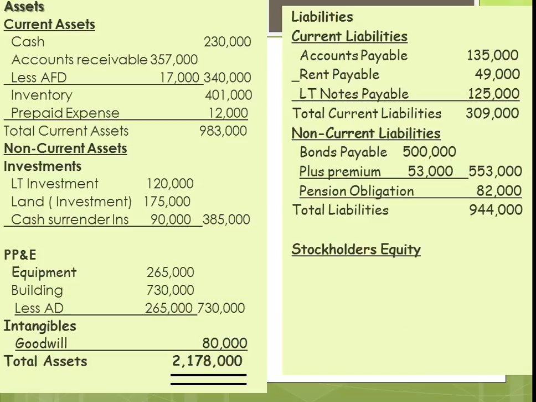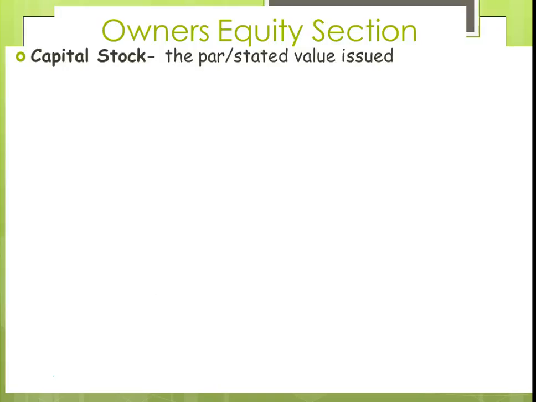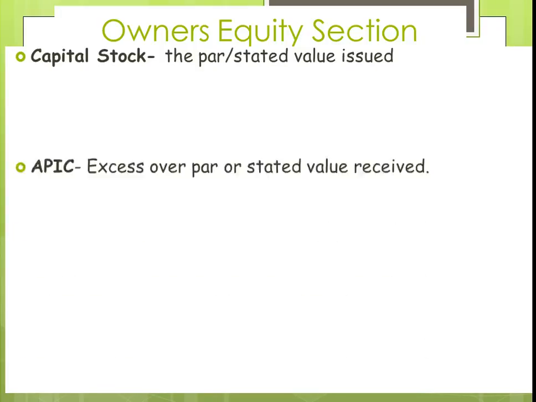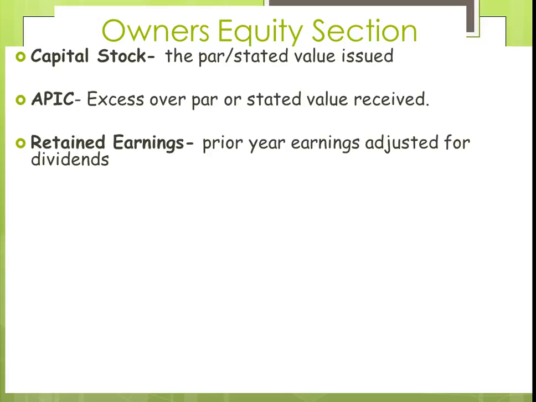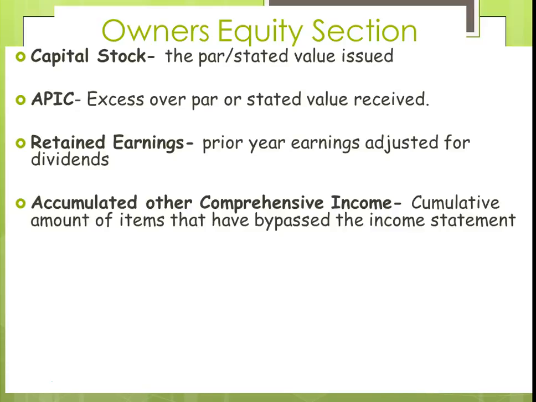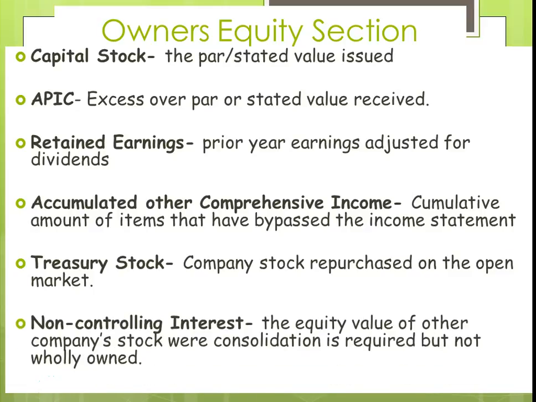Now we can do our equity section. Owner's equity. The breakdown is capital stock at par value, then additional paid-in capital. That's what we receive in excess of par or stated value. We would show our retained earnings, which is prior year earnings adjusted for dividends. We would show our accumulated other comprehensive income. This is from prior years. And it would be plus or minus depending on what's happened. Then we would subtract out our treasury stock, and then we would have our non-controlling interest, which we add back in.